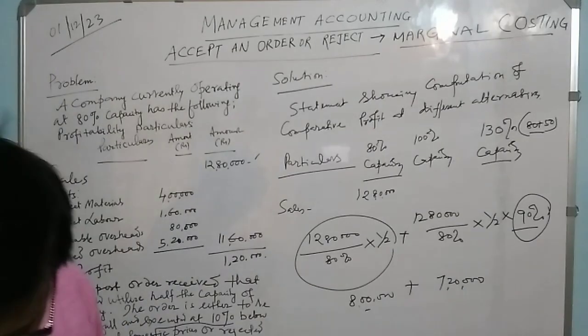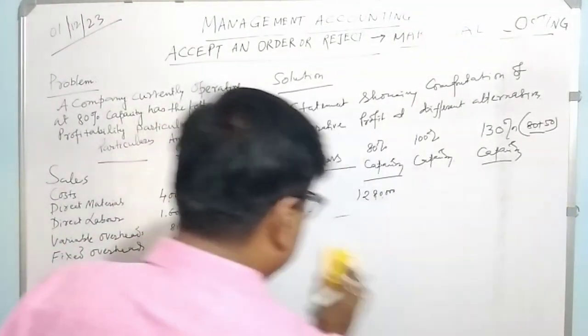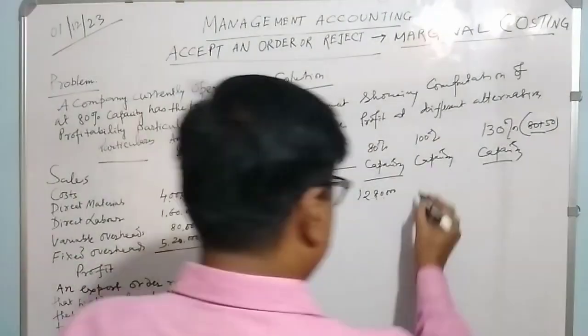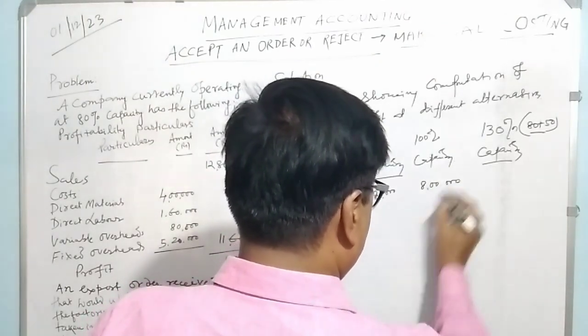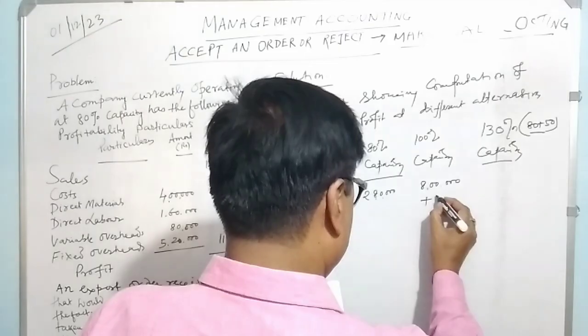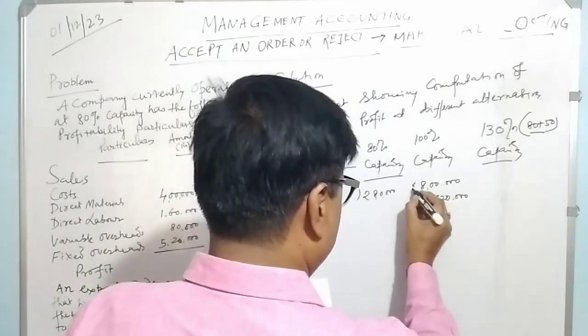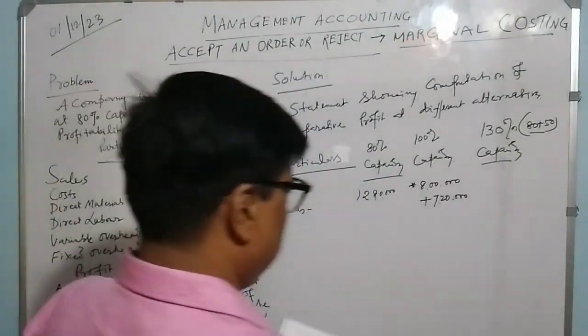So at this stage we are taking these figures. Your 100% capacity level, 8 lakhs plus 7,20,000. So we are making an asterisk for the calculations we have given.